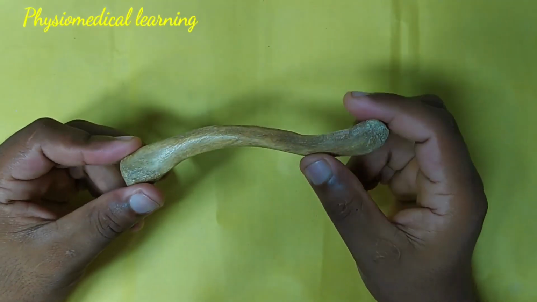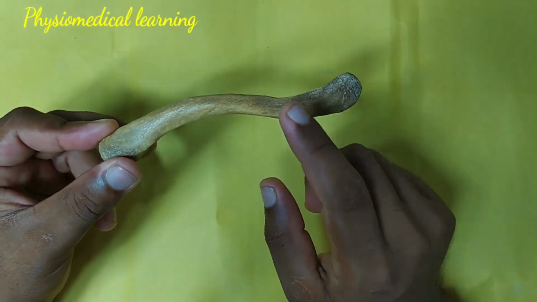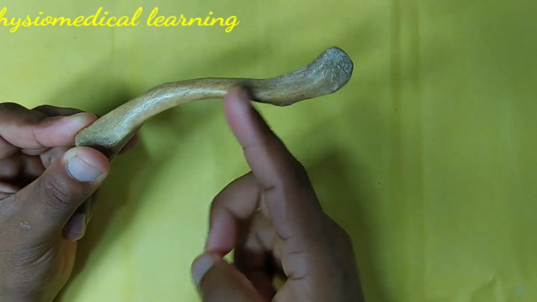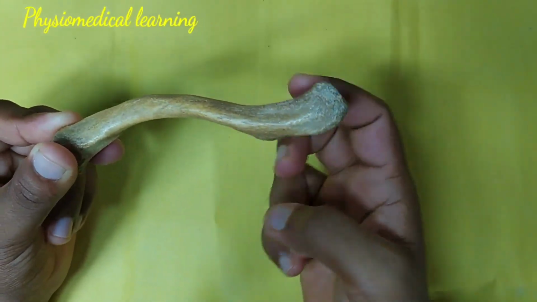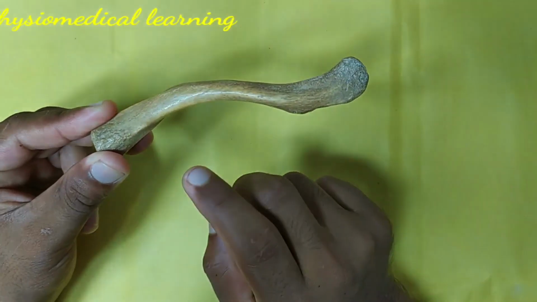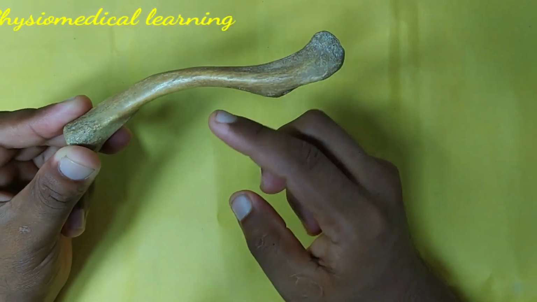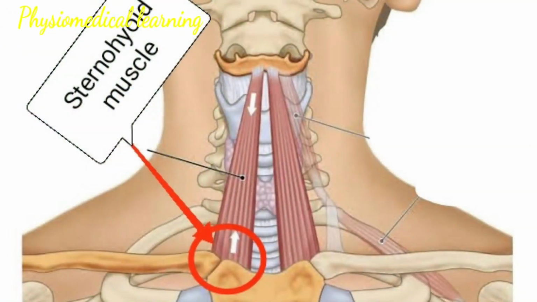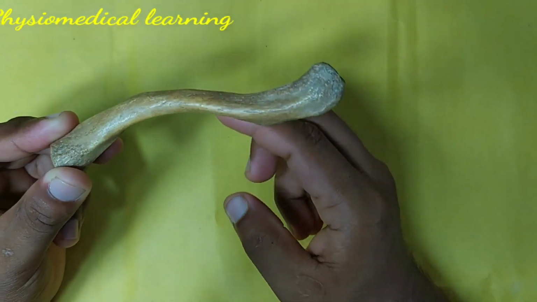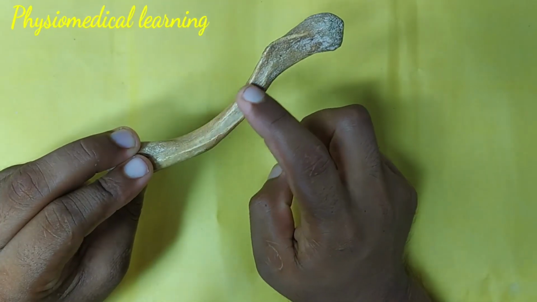Now we discuss the muscle attachments of the medial 2/3 of the clavicle. We know it has four surfaces. This anterior surface gives origin to the clavicular head of the pectoralis major muscle. The superior surface gives origin to the sternocleidomastoid muscle. The posterior surface gives origin to the sternohyoid muscle. And the last, the inferior surface gives insertion to the subclavius muscle into the subclavian groove.